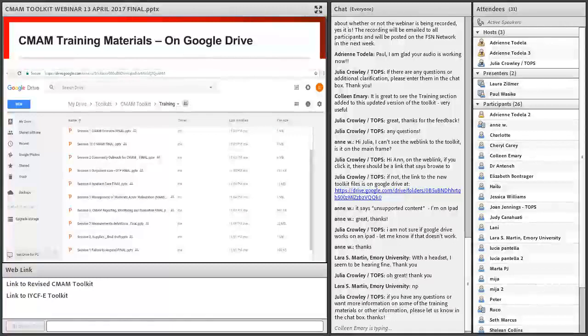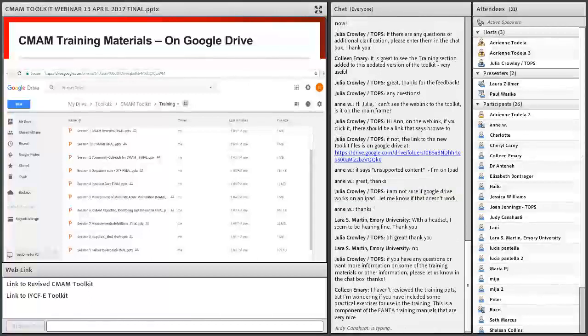Yeah, so that's more or less the way it appears on Google Drive. So the component, just an example, the training component. So you have the CMAM Toolkit and then training. So you will have all these training slides in there, but also a few other documents which are not appearing. Things like sample pre-test questions, post-test, attendance sheets, basic things of that, and reference modules are also available, and even handouts as well.